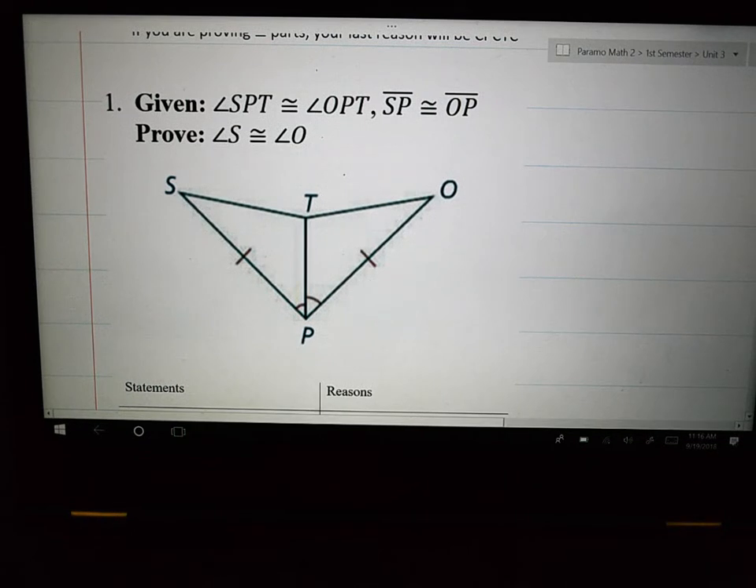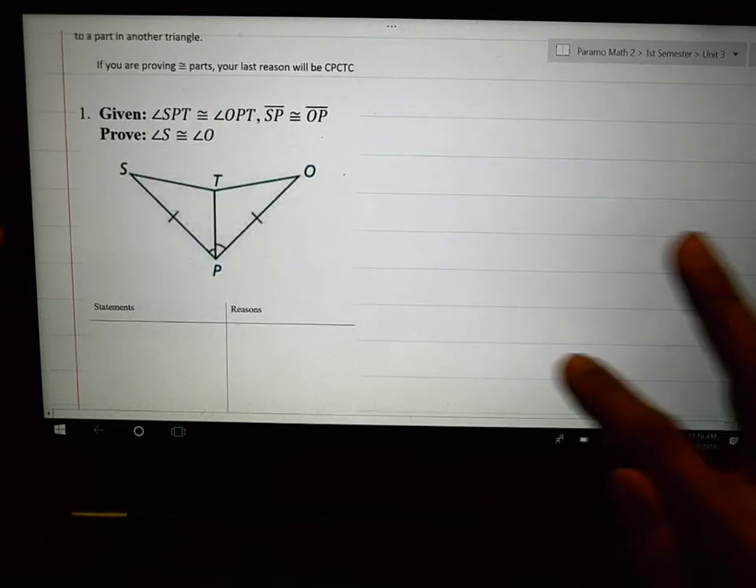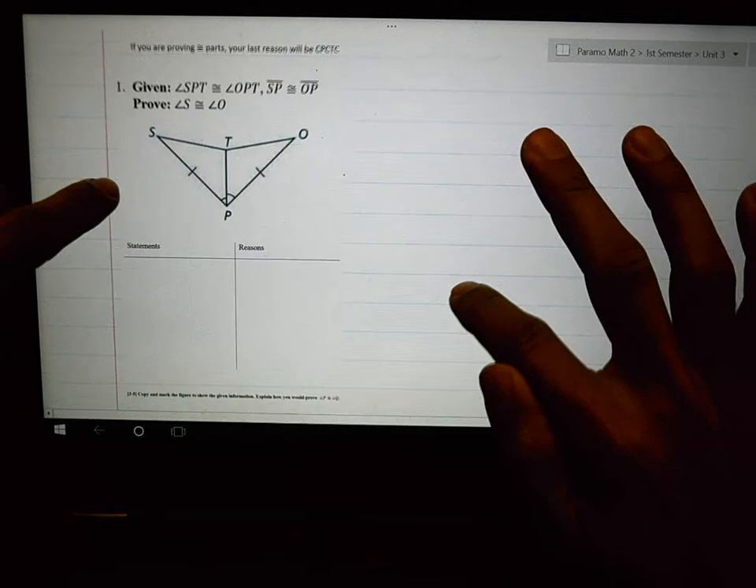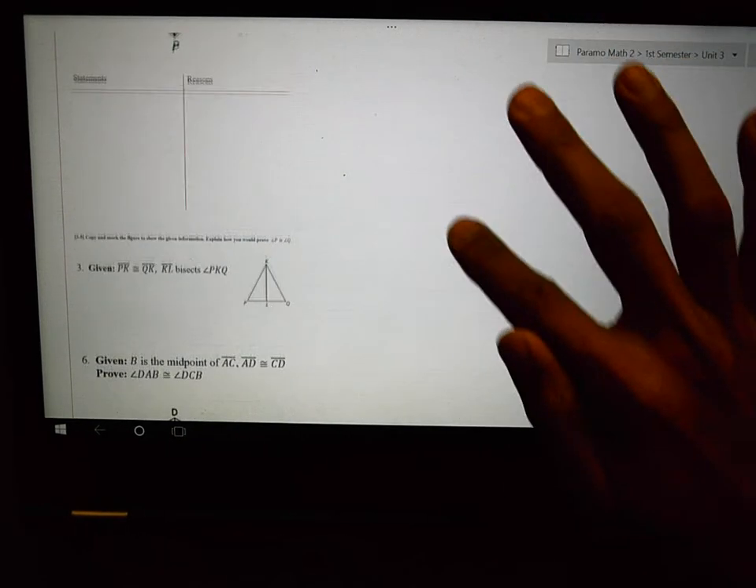You are going to get worksheet 4. I am going to show you number 1, number 3, and number 6.